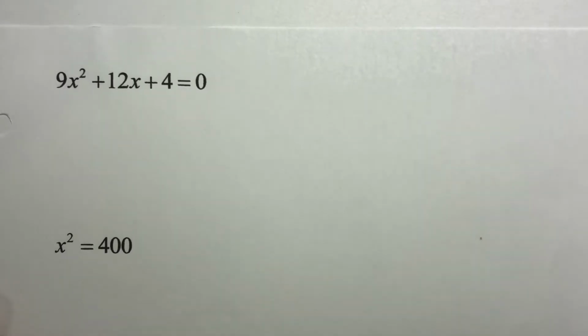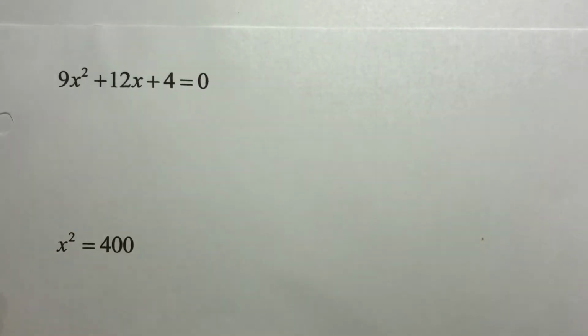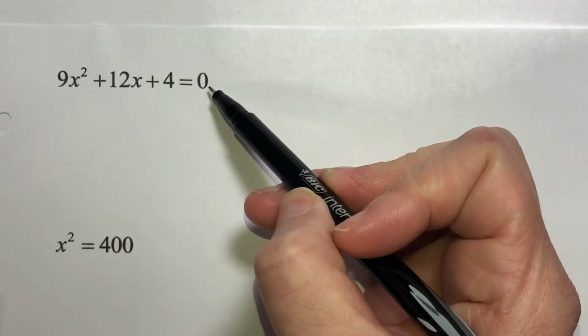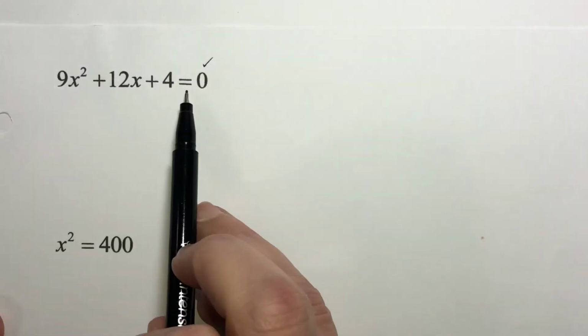This is section 6.6, part 3. We are solving equations with quadratics. The first thing we need is a 0, which we have. Now we need to factor this.